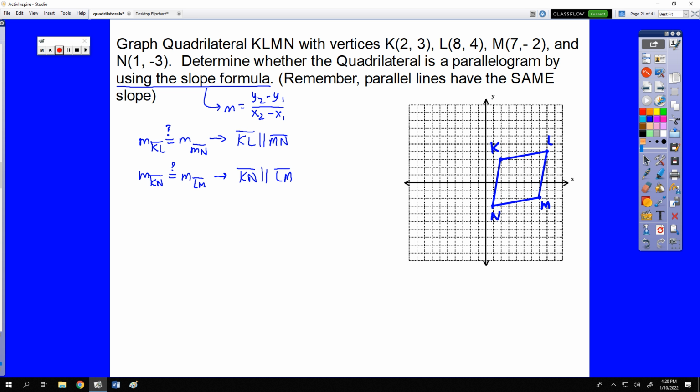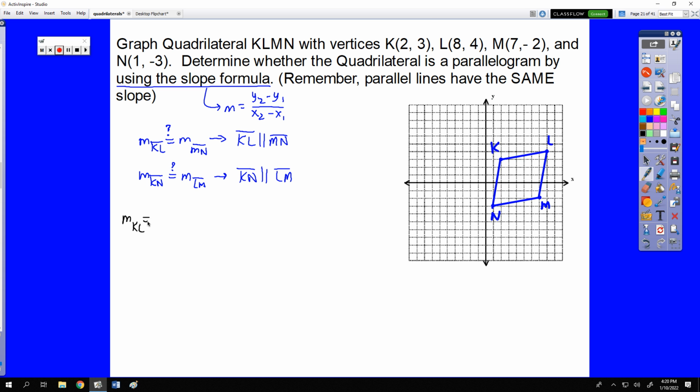And if we can show that both sets of opposite sides are parallel, then we've got ourselves a parallelogram. So the downside is that that does require us to find the slopes of each of the 4 sides. So we just start in and we grab one side. Let's say we start with KL.